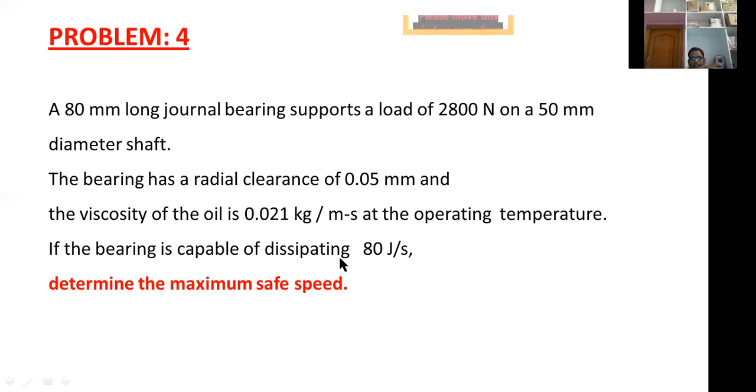The amount of heat dissipation is given. This one means amount of heat cooled. Finally you have to find the value of maximum safe speed. By using these details, you have to find the value of speed, that is n.